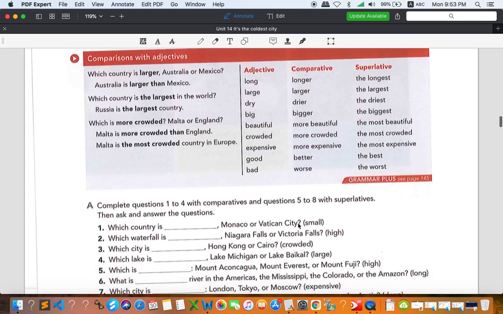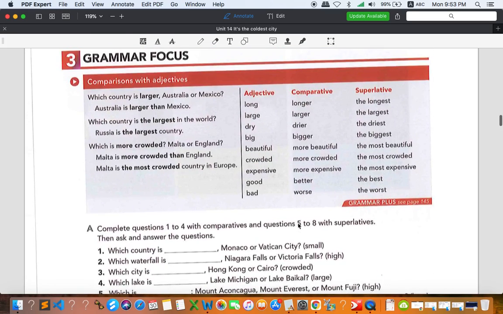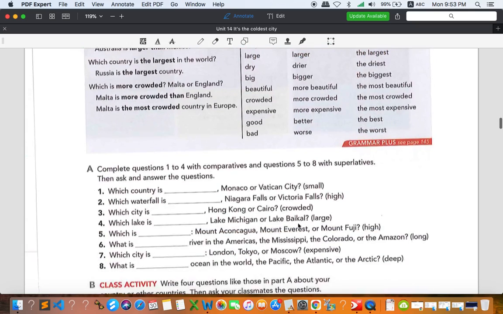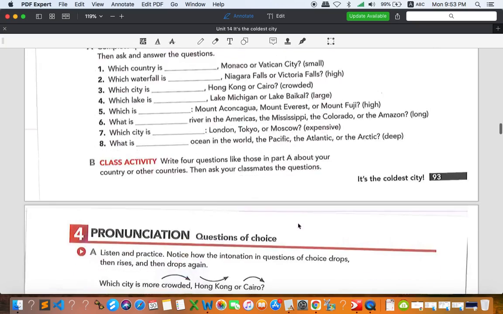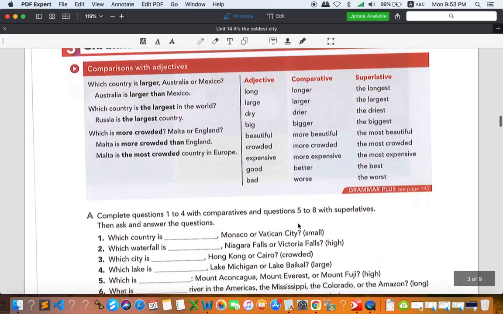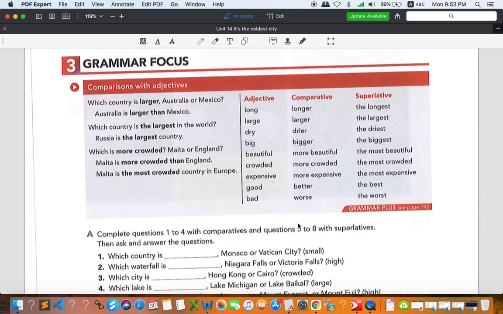If you have any questions, you can leave me your question in our Telegram group chat, and I will answer your question. I'm not going through the next activity, so I need to wait until you have questions for me, especially for comparison: comparative adjective, superlative adjective.